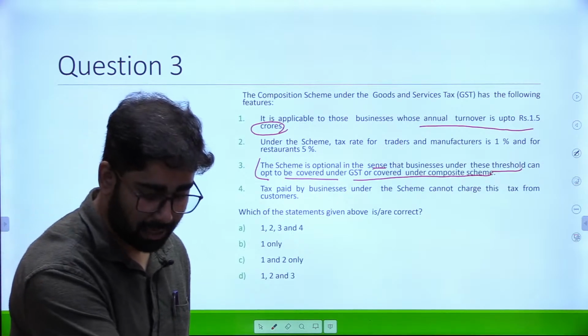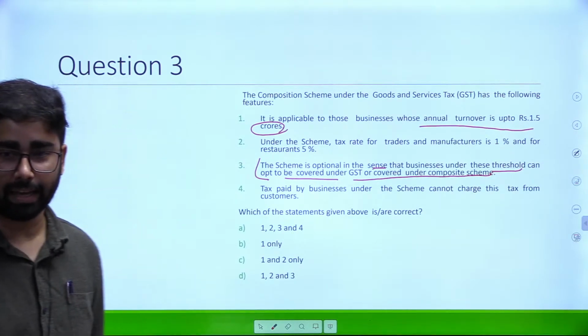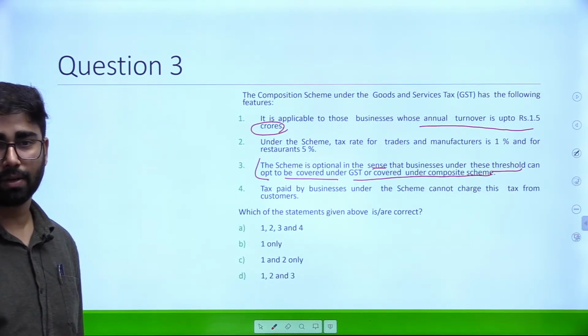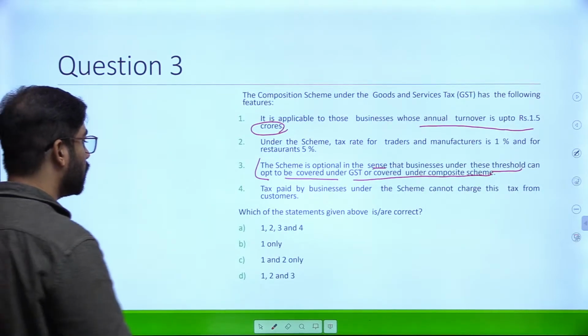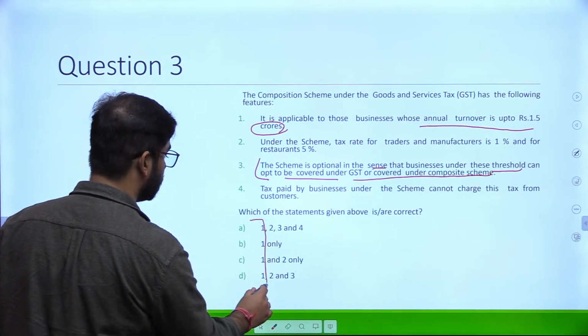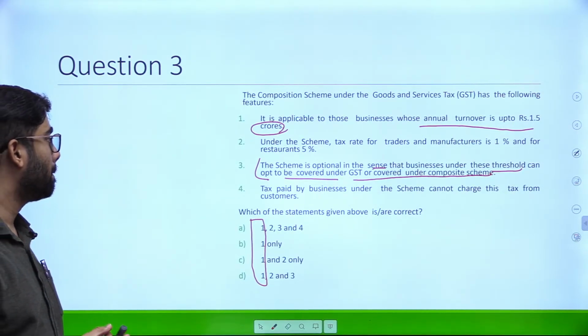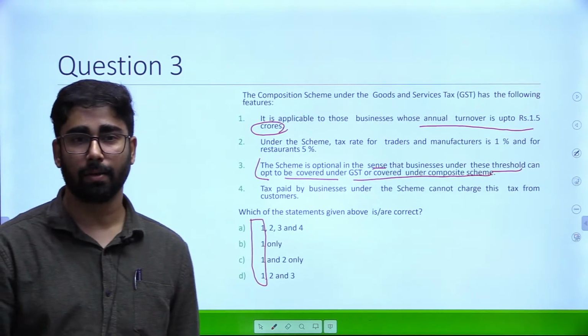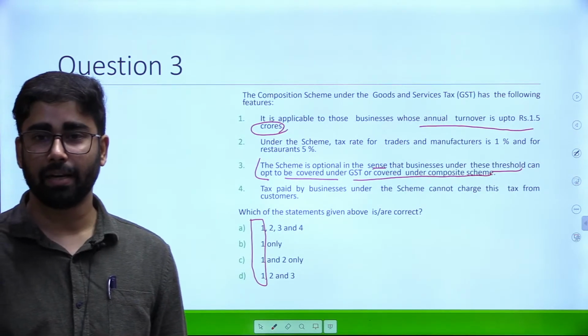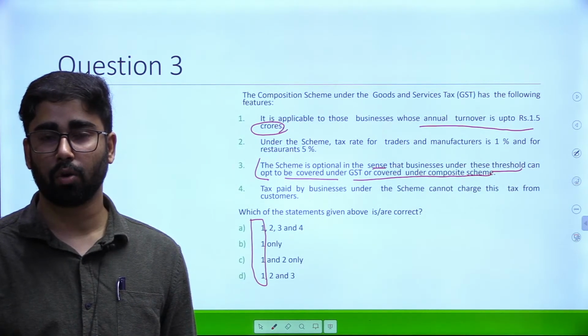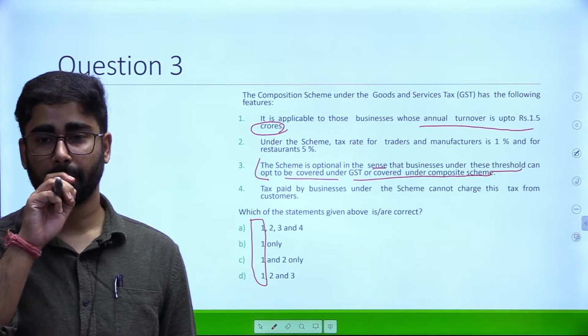You already got to know that the first statement is correct because it is present in all the options. Now what about the other statements? The scheme is optional or not? Is it mandatory for those who are under 1.5 crore turnover? Is it optional or is it mandatory? Answer me this.